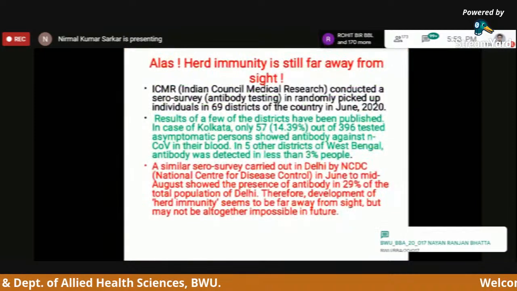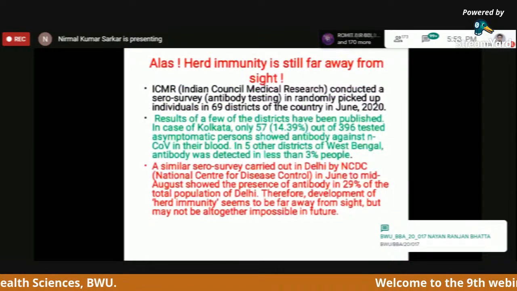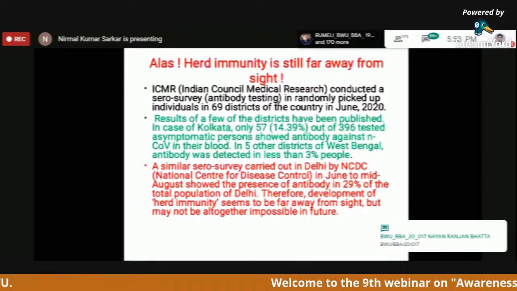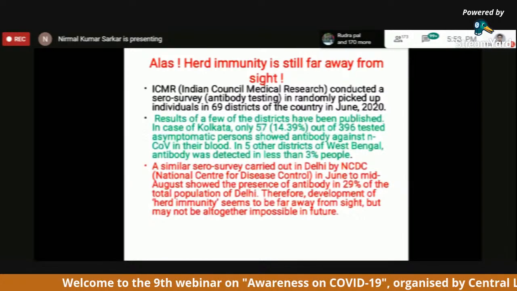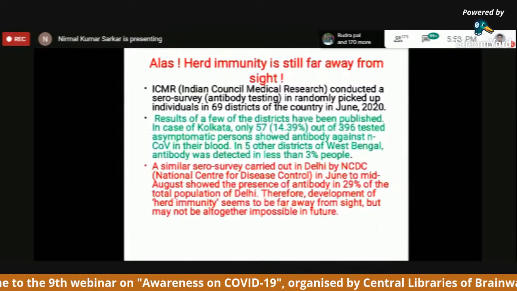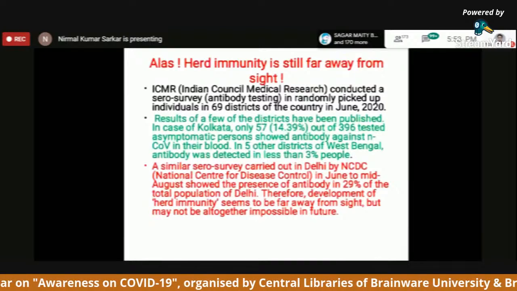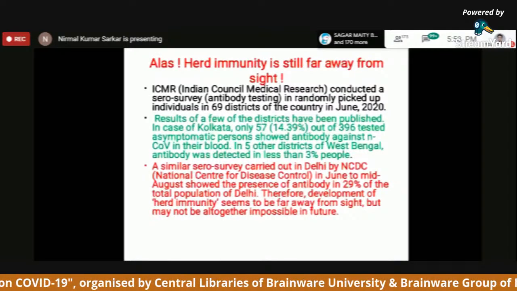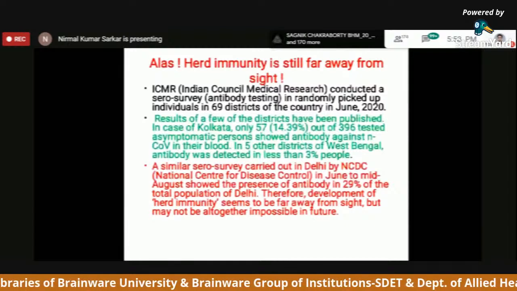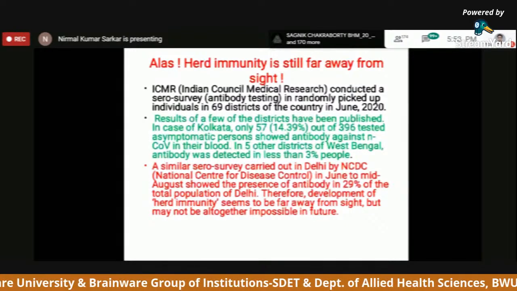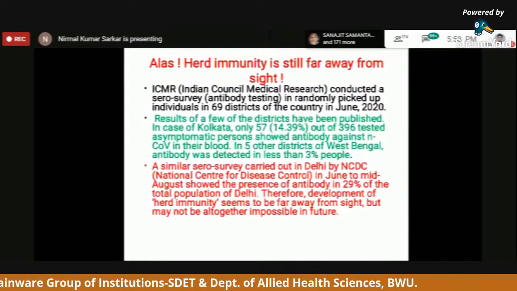Herd immunity or community immunity is still far away from sight. Community immunity means when more than half of the people of a society have developed immunity against a disease. Such a situation is still far away from sight.